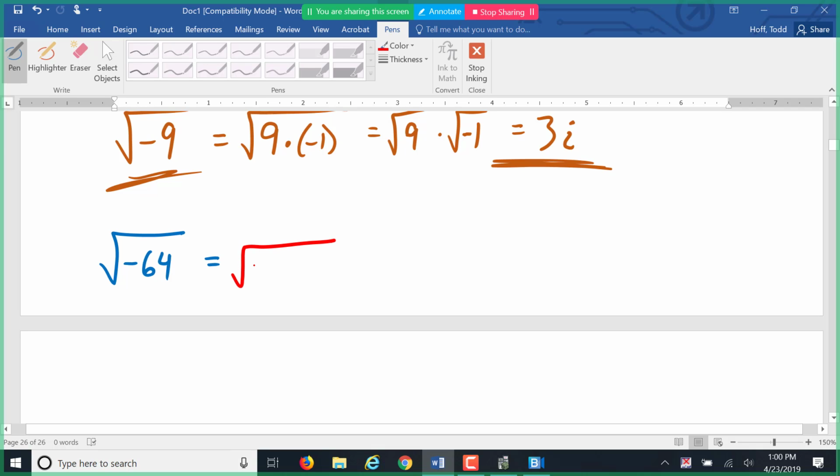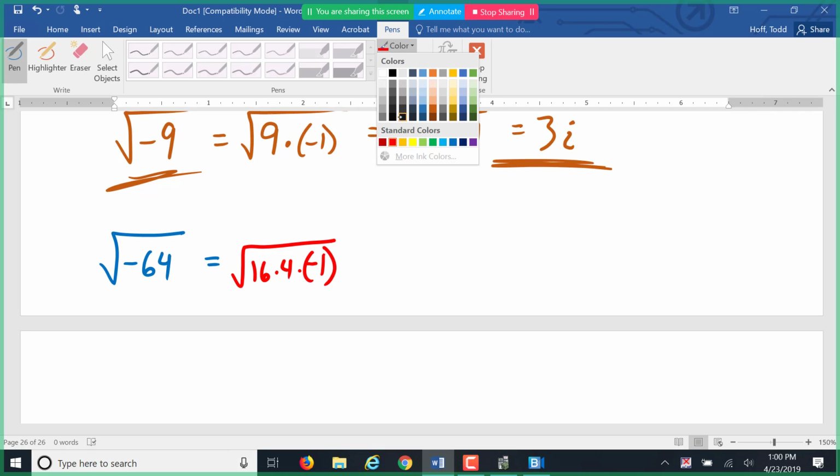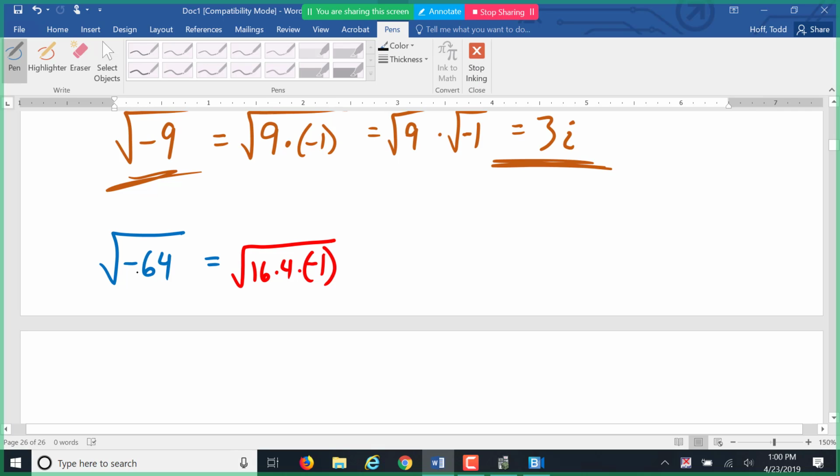Okay, we can do 16 and 4, or 8 and 8. You could do 8 and 8 if you wanted to. You might notice what we're getting here is perfect squares. The simplest way to break it up, though, would be just the square root of 64 times negative 1.